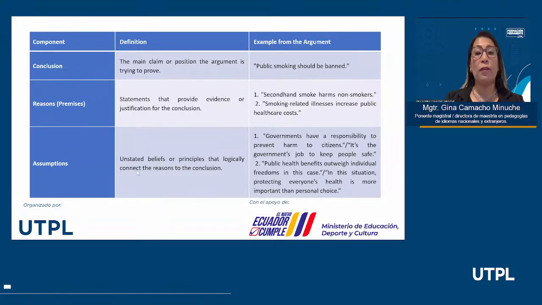And in the assumptions we have, those are unstated beliefs, something you suppose, or those are principles that logically connect the reasons to the conclusion. For example, governments have a responsibility to prevent harm to citizens, meaning that it is the government's job to keep people safe. The other example is public health benefits outweigh individual freedoms in this case, meaning that in this situation, protecting everyone's health is more important than personal choice.